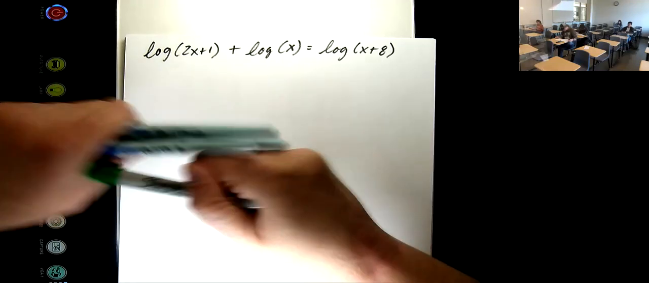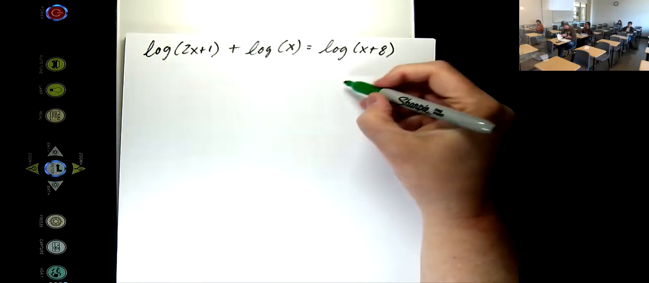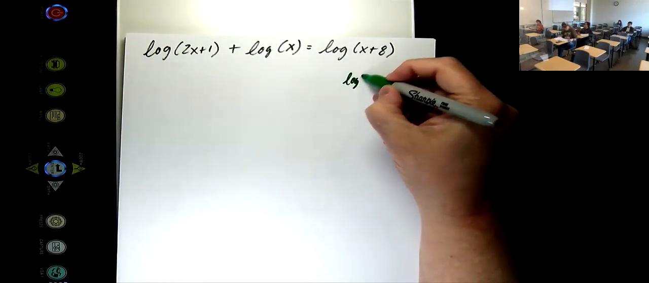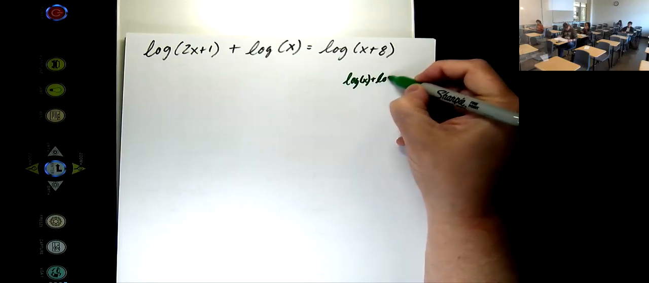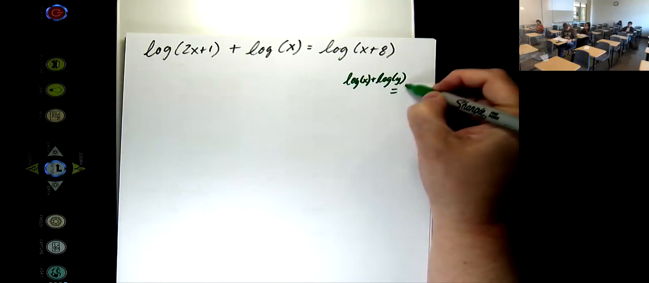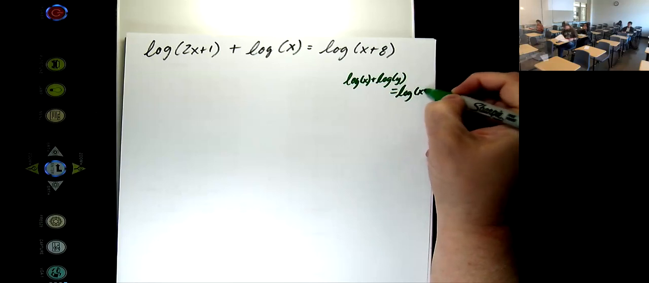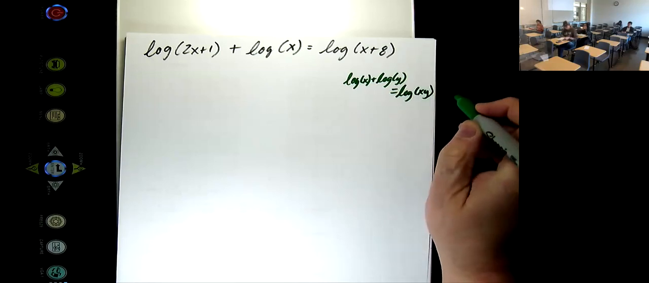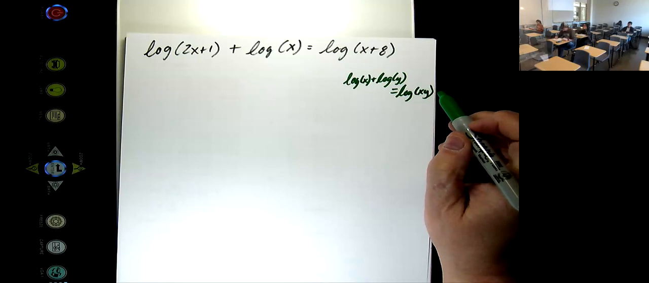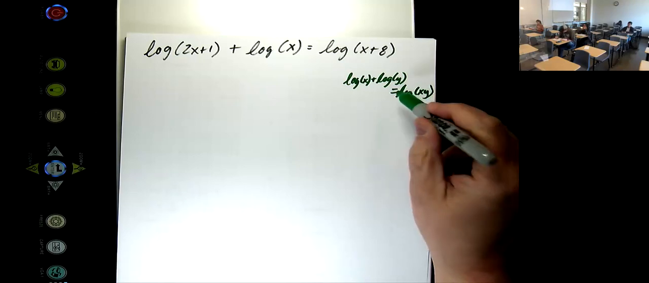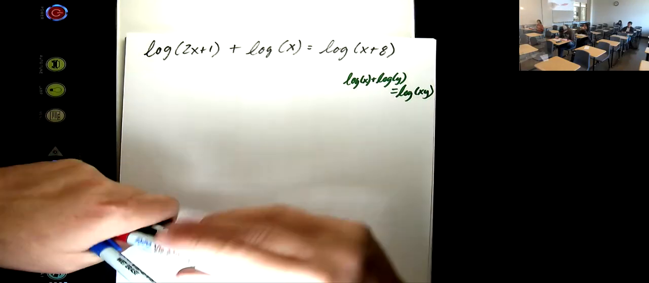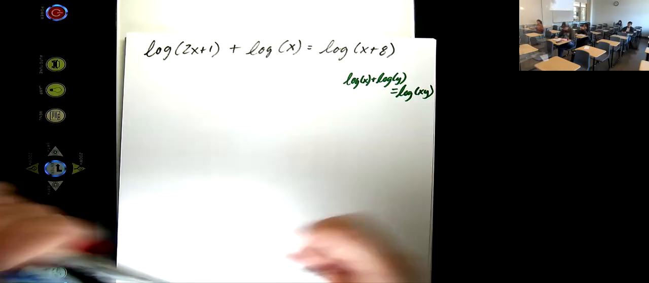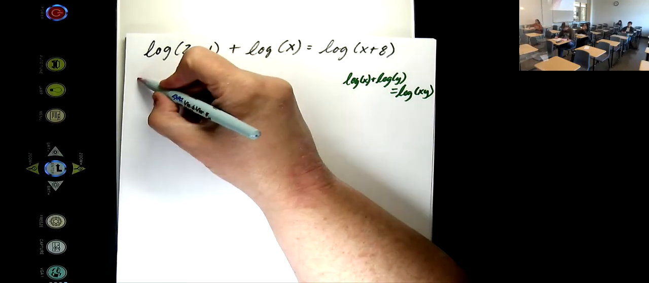The rule we had before was log x plus log y is log of xy. So multiplication on the inside turns to addition on the outside. This is a two-way street. I can put these back together by multiplying the insides.